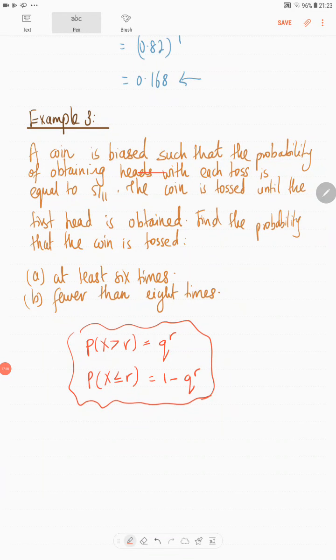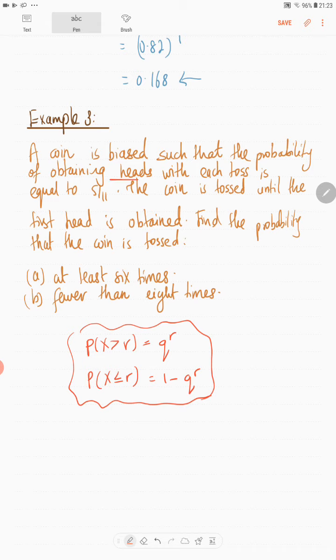A coin is biased such that the probability of obtaining heads with each toss is equal to 5/11. The coin is tossed until the first head is obtained. Find the probability that the coin is tossed at least 6 times.